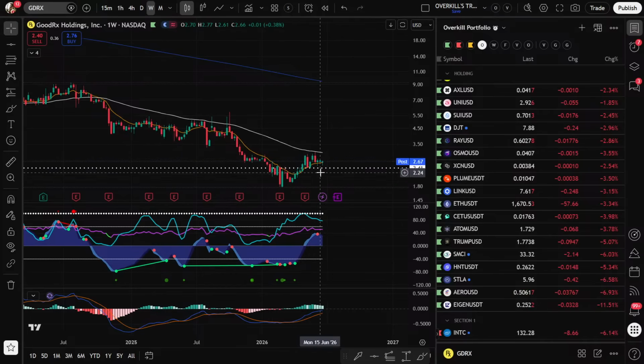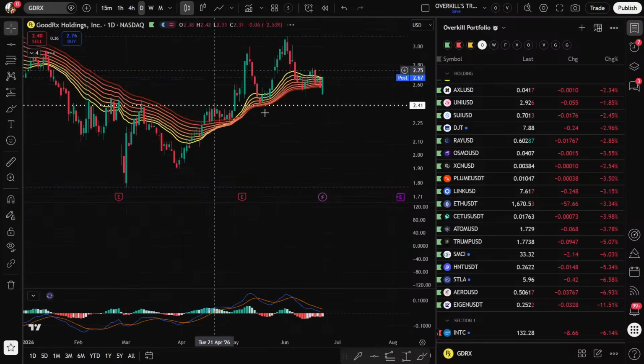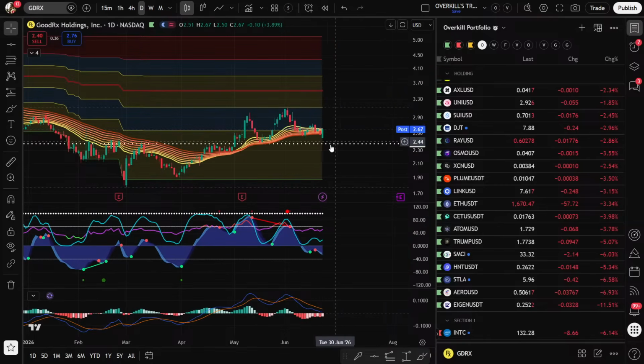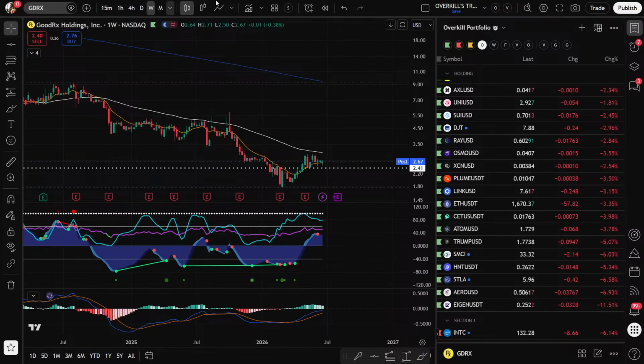Healthcare name here. They tried to sell it off, and they sucked it right back up. So I'm looking for GoodRx to make a move. That's a really nice daily candle right there. That's a bullish engulfing candle. I'm looking for the daily on that one, but that one looks like it could get a really good bounce.